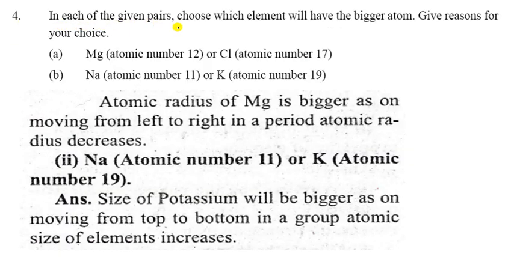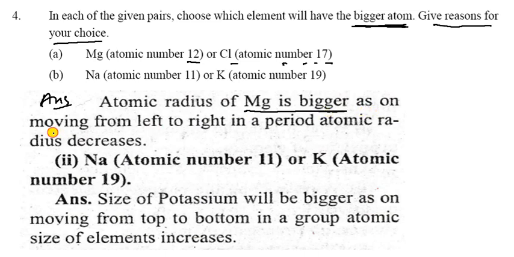Now the fourth: in each of the given pairs, choose which element will have the bigger atom. Give the reason for your choice. So first one is Mg, atomic number 12, and chlorine, atomic number 17. Who has more atomic number? They have the less size. So in this case, you have to write your answer: atomic radius of Mg is bigger. Always remember Mg is bigger as on moving from left to right in a period, atomic radius decreases. Always remember atomic radius decreases on moving left to right.